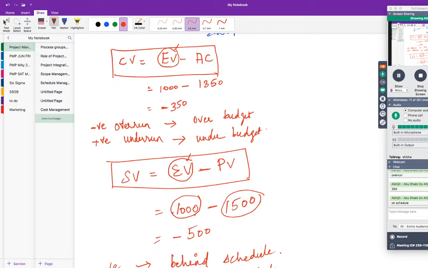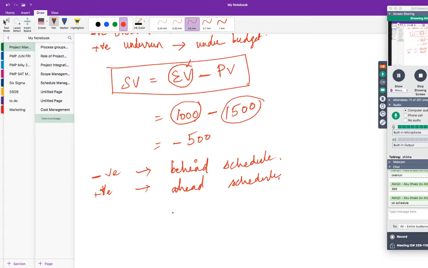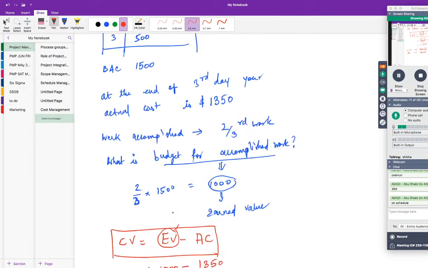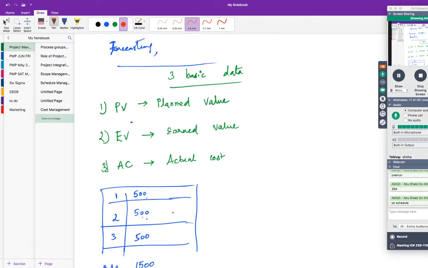So let's do another one. Let me give you another problem with the same thing. Okay, so try to do it. You have 3 days of work. On the second day you are measuring your progress. At the end of the second day you are measuring your progress.